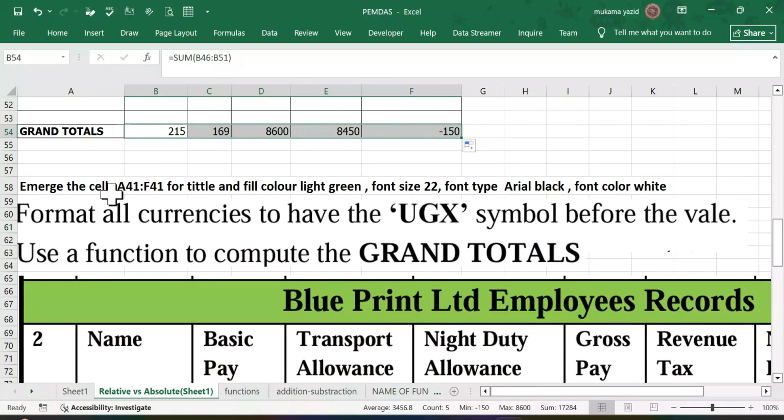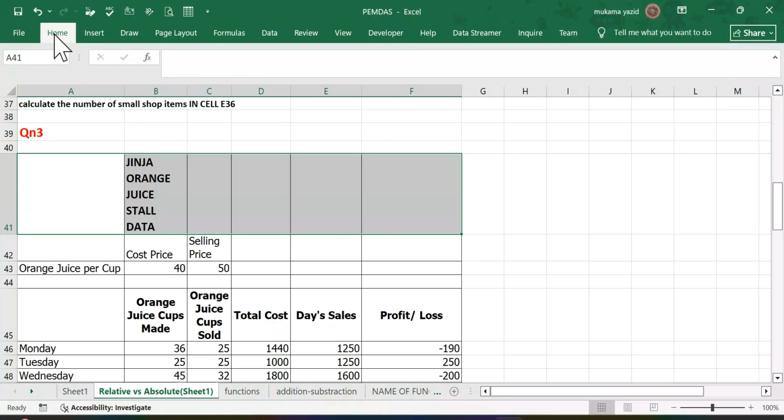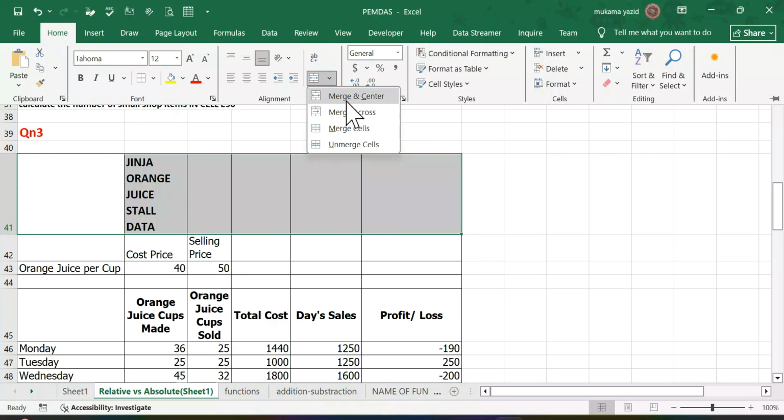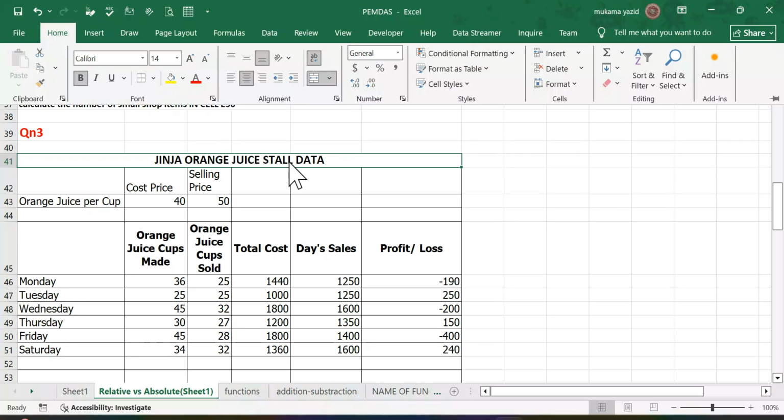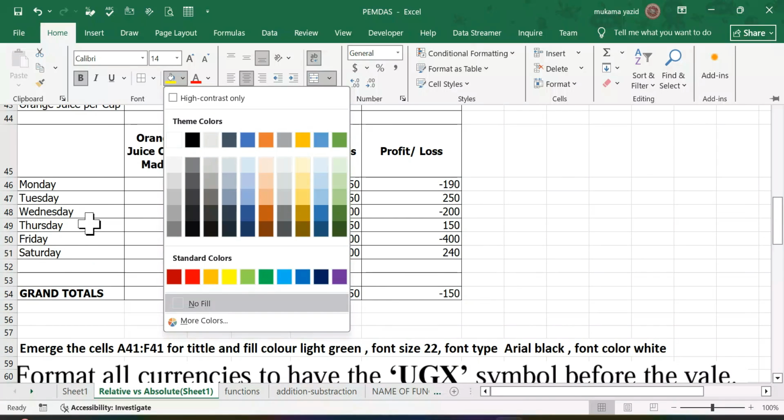So from there, they said merge the cells A41 to F41 for the title, fill color light green, font size 22, font type Arial Black, font color white. So here they want us to match this heading, and we center this heading. So that is what they want. They want us to do it like that. Then they said fill color light green. This is light green.